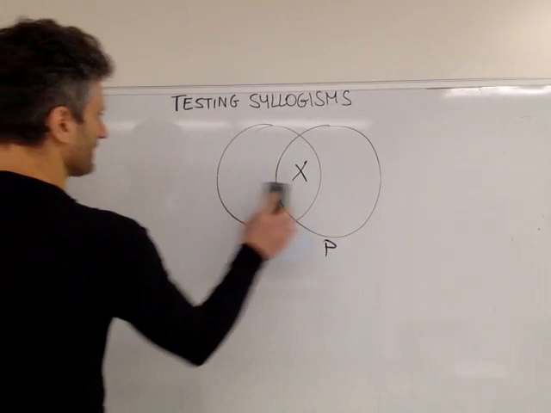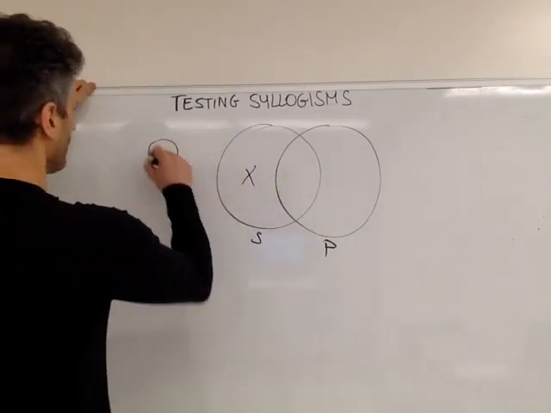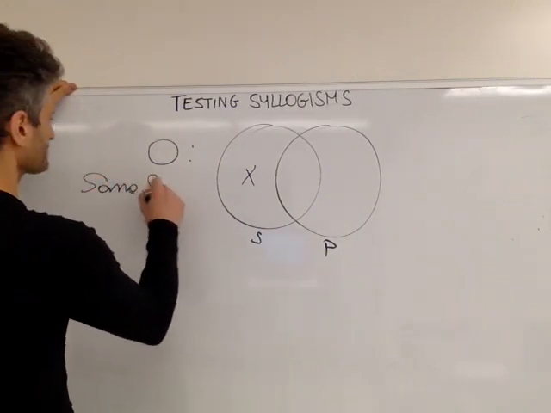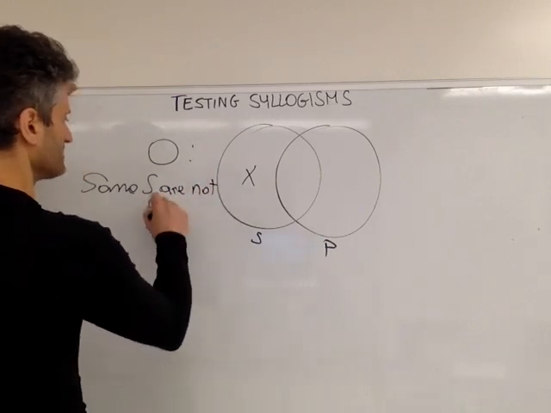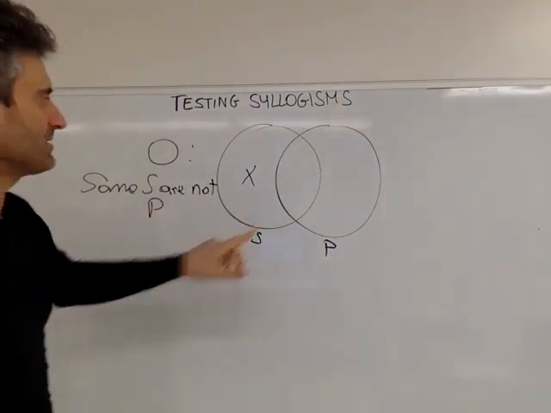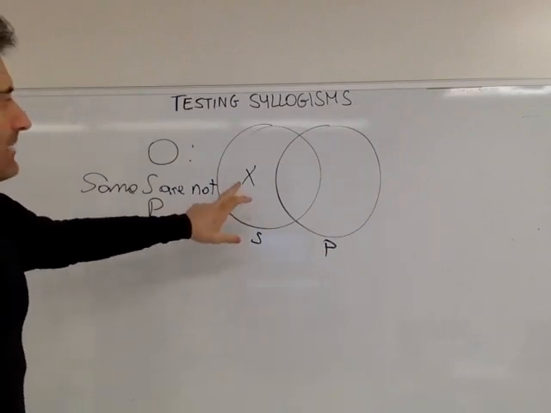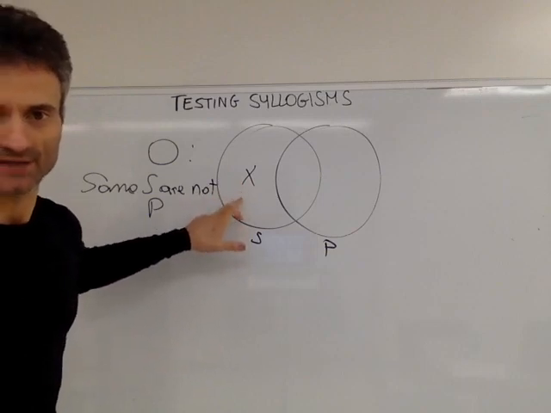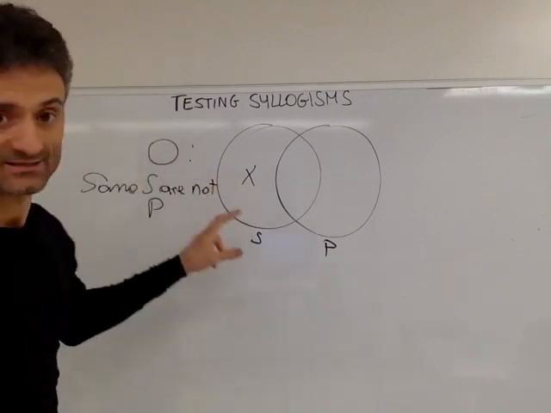Now, that's where the X goes for the last one, for the O form. The O form says that some S are not P. Some S are not P. So in that case, I need to draw an X, to place an X inside area 1 of S.